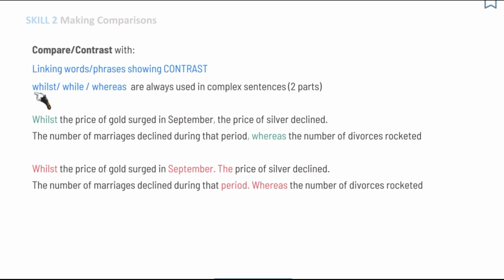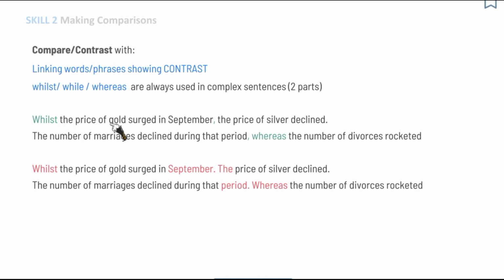Let's talk for a minute about whilst, while, and whereas. So these words are always used in a complex sentence. A complex sentence is a sentence which has a minimum of 2 parts. So here in green is the right use of these words.